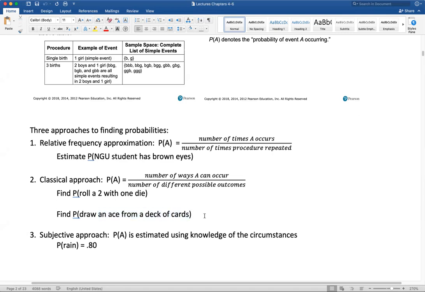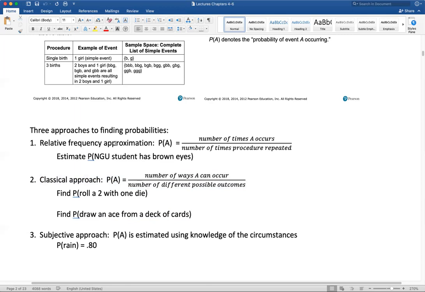Now, the probability of drawing an ace from a deck of cards. The total number of cards is 52, right? And how many aces are in the deck? 4, right? So 4 over 52. That's going to be the probability. So classical probability means the probability is calculated by the total number of outcomes in the event divided by the total number of outcomes in the sample space.